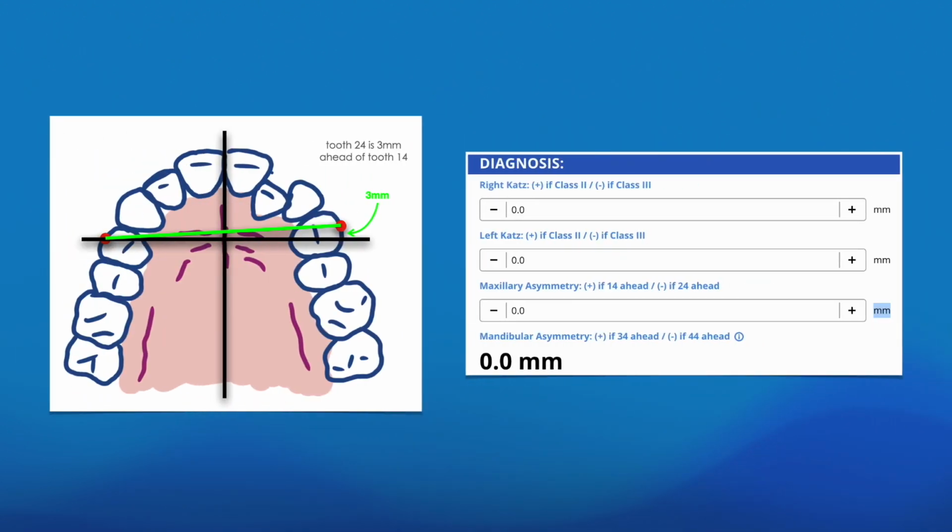This section also considers arch asymmetry by comparing the AP positions of the 4th tooth back in each quadrant. In this example on the left, tooth 2-4 is 3 millimeters ahead of tooth 1-4. You can enter this into the calculator. Notice that the mandibular asymmetry is automatically calculated based on the previous 3 inputs because the 4 values are all pieces of the same puzzle.